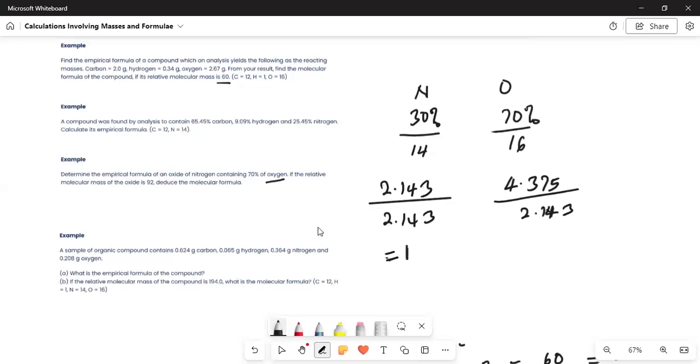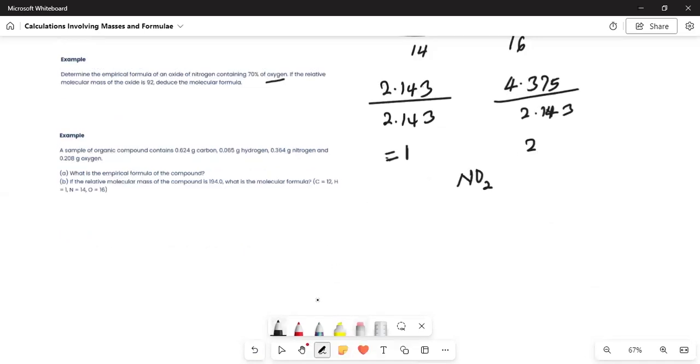4.375 divided by 2.143 is 2.0 approximately. Therefore, the empirical formula of the oxide is NO2. And then the second part of the question says if the relative molecular mass of the oxide is 92, deduce the molecular formula. Now, empirical formula multiplied by N is equal to the relative molecular mass, where N is the number of atoms of the oxide is 92.